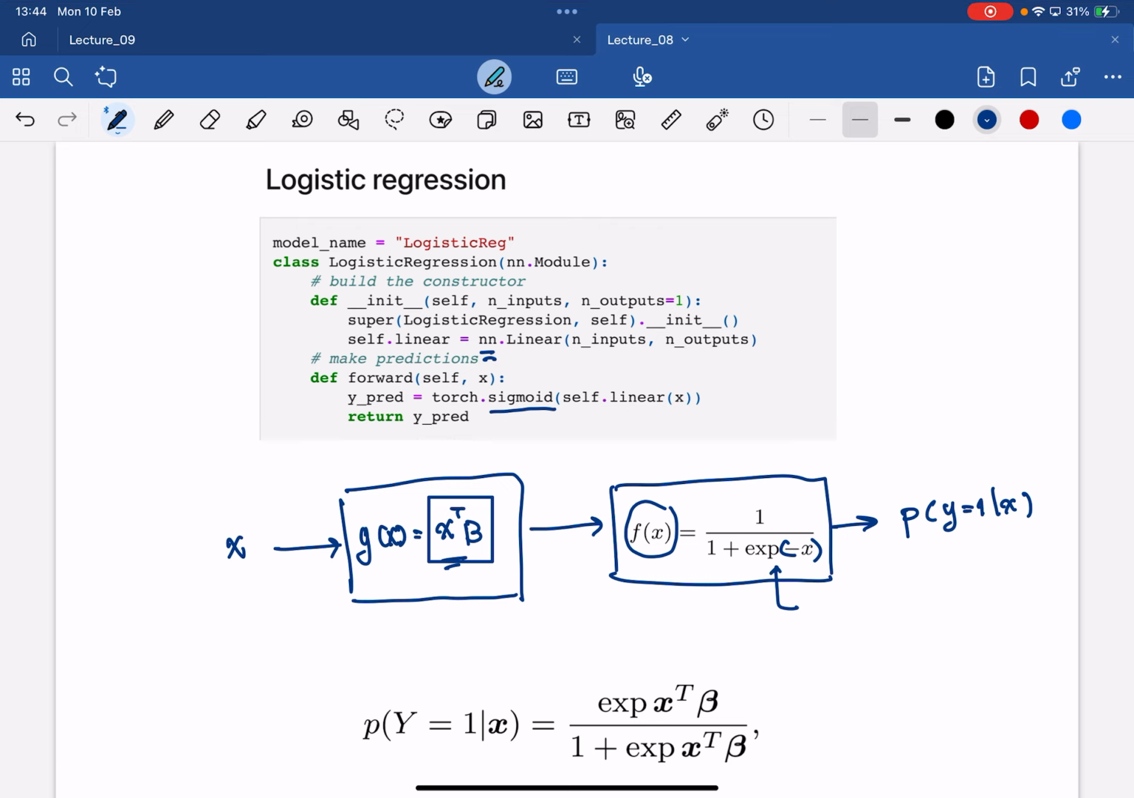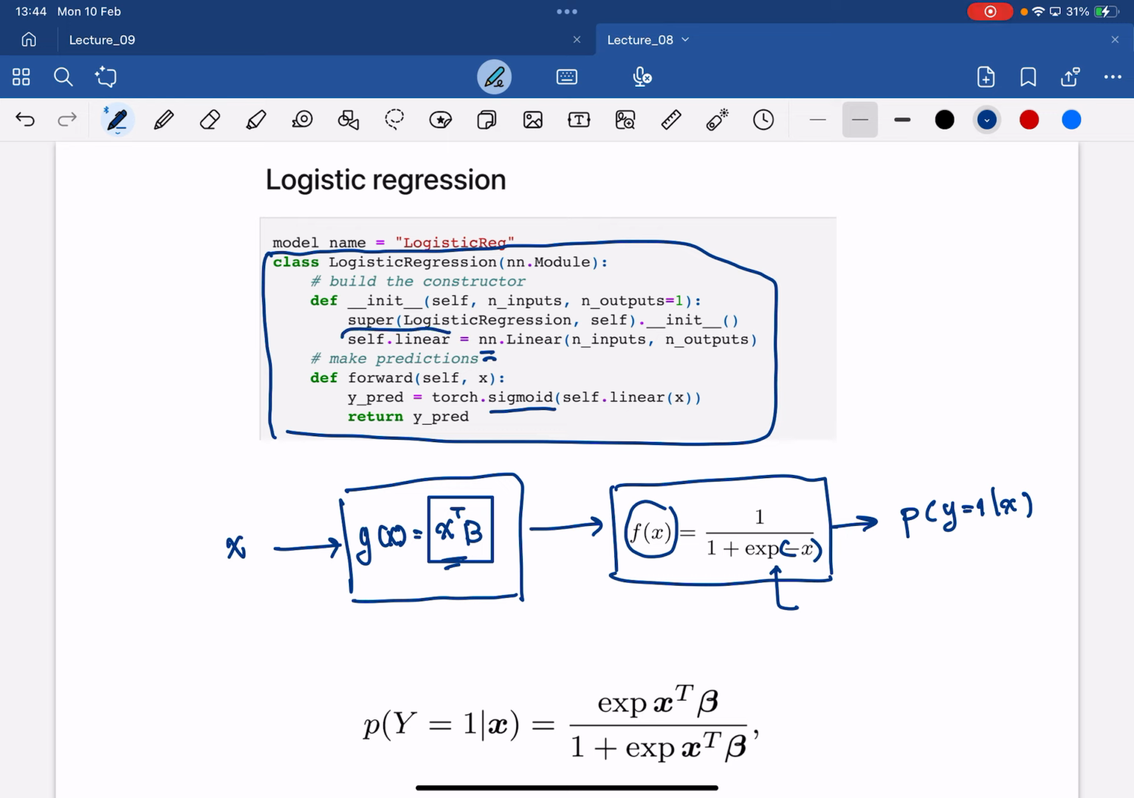Usually when you have a layer or a neural network defined like this, the parameters that are declared inside the init will be the model parameters. So in this case, only the linear mapping will provide you a set of parameters, but the sigmoid will just be a function.